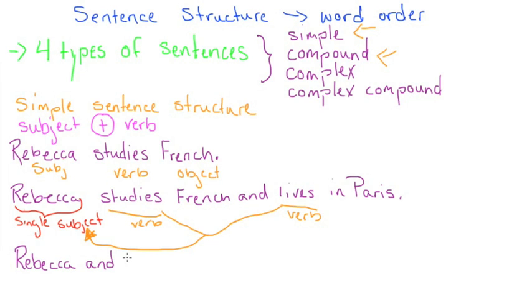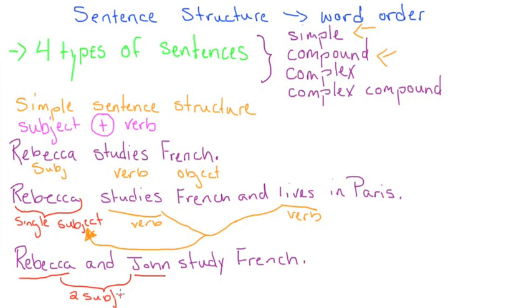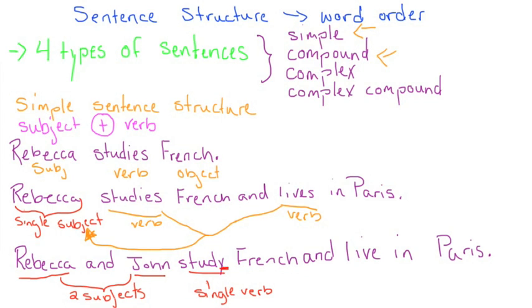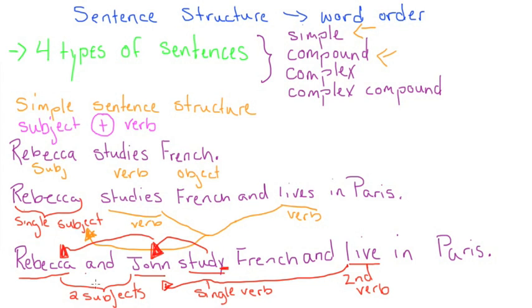Now here we have Rebecca and John study French. So here we have 2 subjects, Rebecca and John, and they study French, so it's still a single idea. And here we have a single verb. Now we're going to look at what happens when we say Rebecca and John study French and live in Paris. So here we have 2 verbs, but both of these correspond with Rebecca and John, and it's still one idea, so it's still a simple sentence.